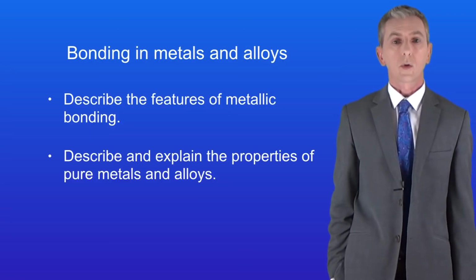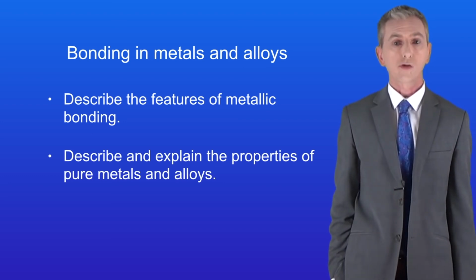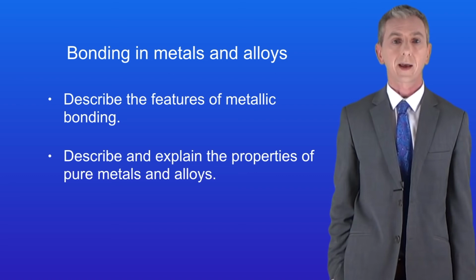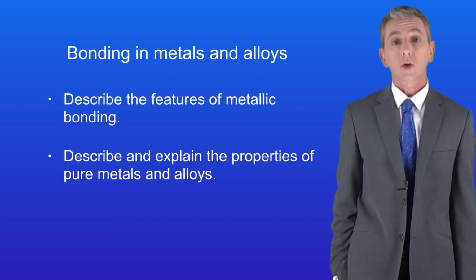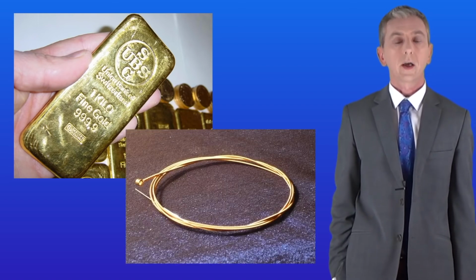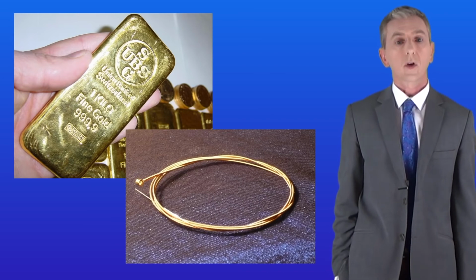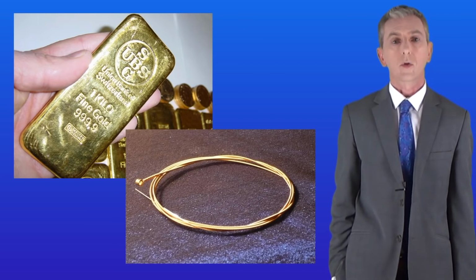By the end of this video, you should be able to describe the features of metallic bonding. You should then be able to describe and explain the properties of pure metals and alloys. Metals are critically important in chemistry. I'm showing you here a gold bar, which is essentially pure gold, and also a guitar string, which is an alloy. And we'll be looking at what's meant by an alloy later in this video.